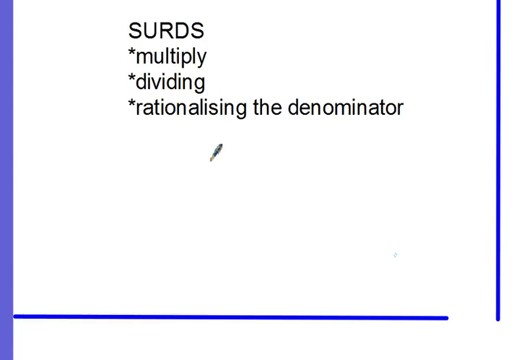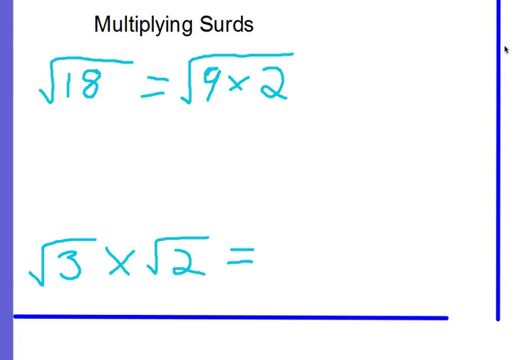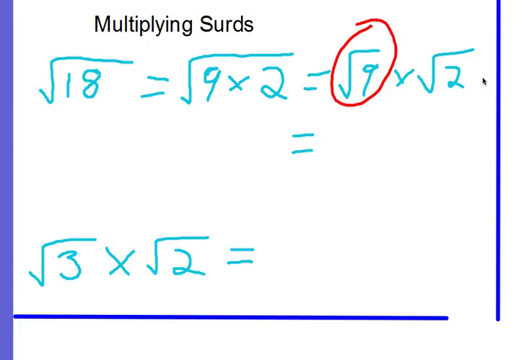Okay, so let's get straight on to multiplying surds. Here's an example of a surd, root 18, and we recognize from the last video that we're allowed to take that number and split it into two factors of 18. You'll remember that we can then split it completely into two separate entities, and if one can be square rooted, like this one here, we would square root that and show that it was 3 times root 2.